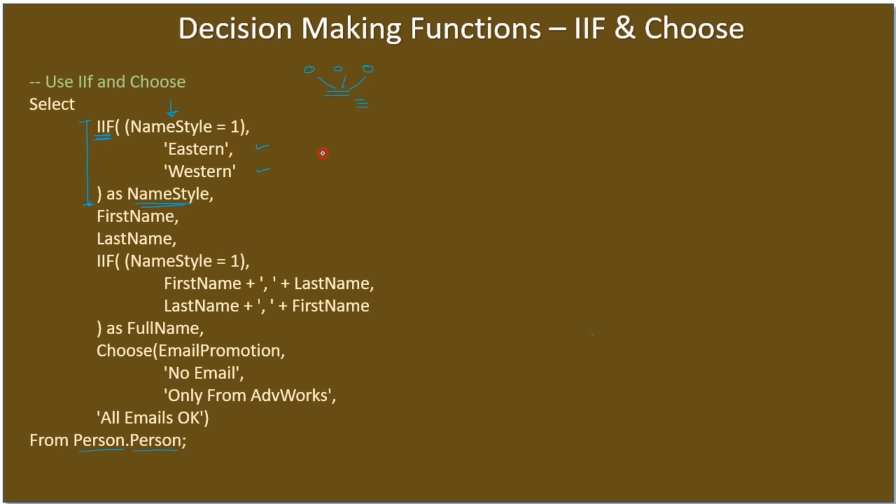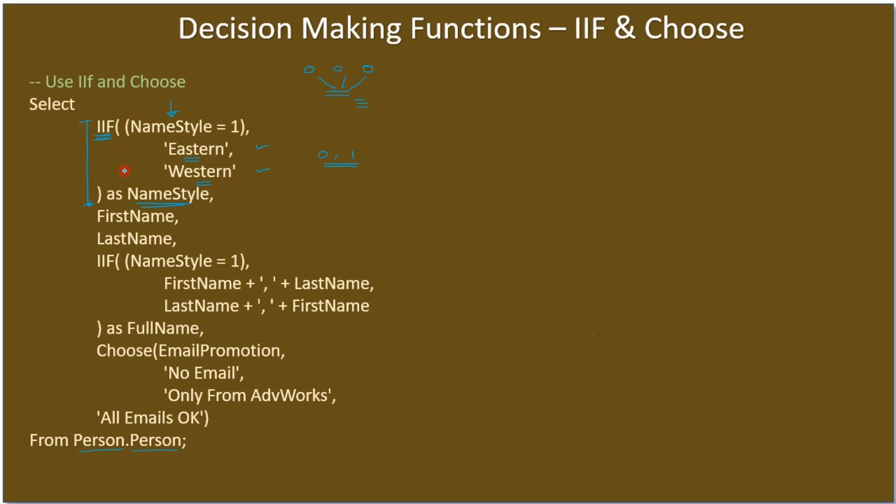Instead of displaying 0 or 1, which is not easily readable, right? Somebody writing the query would have to go and refer to the schema documentation to know what 0 means and what 1 means. Here, using the IIF, we said 1 means Eastern style, otherwise display the name in Western format.